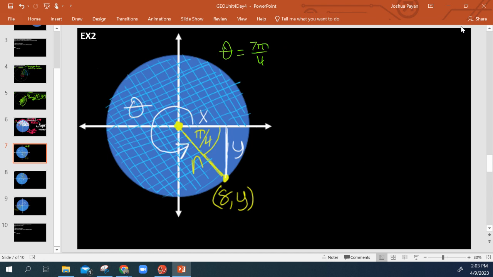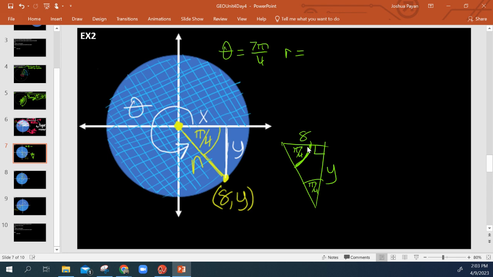But what's more, we do not know the radius. Radius is still unknown. So let's figure it out. We've got a right triangle again. We know this angle here is pi over 4. We know the x coordinate is 8. And if this guy here is pi over 4, that means this is a one-to-one triangle. So this is also pi over 4, right?